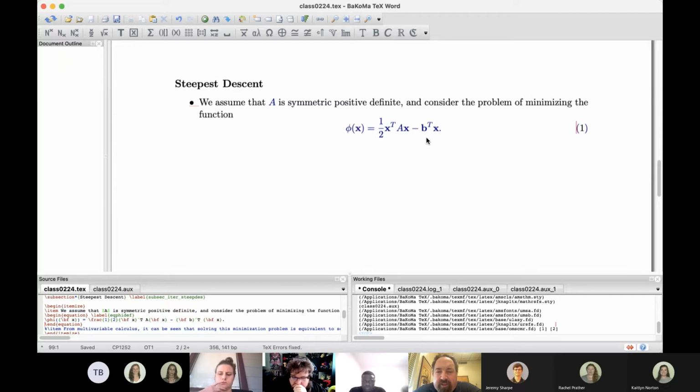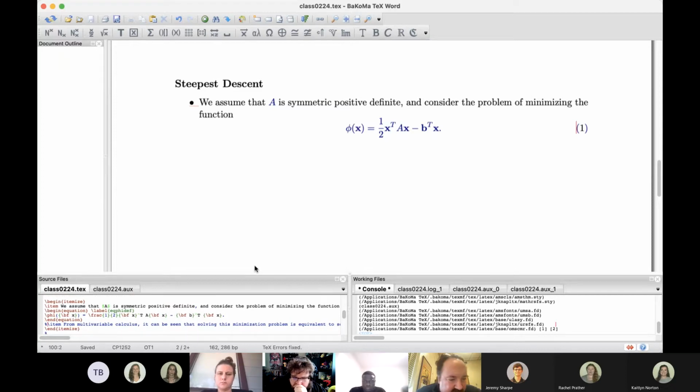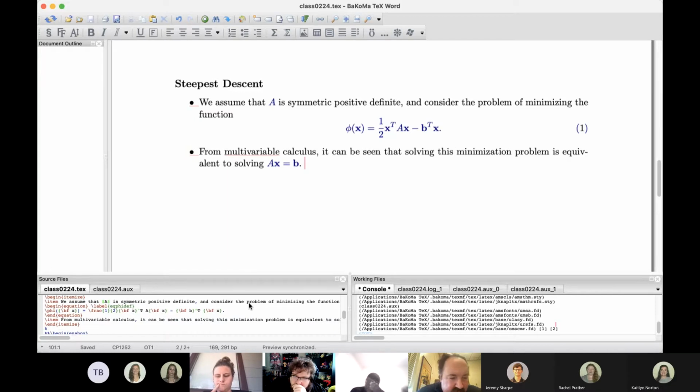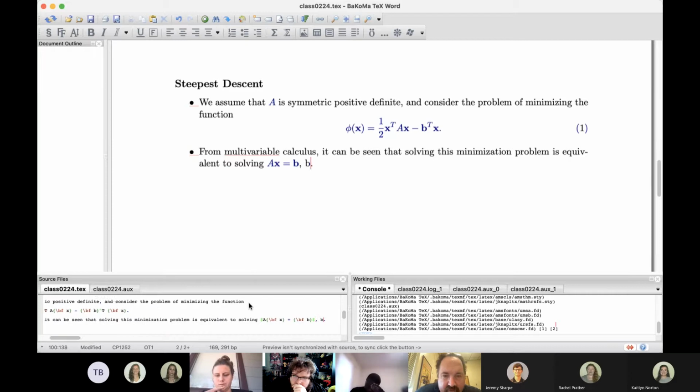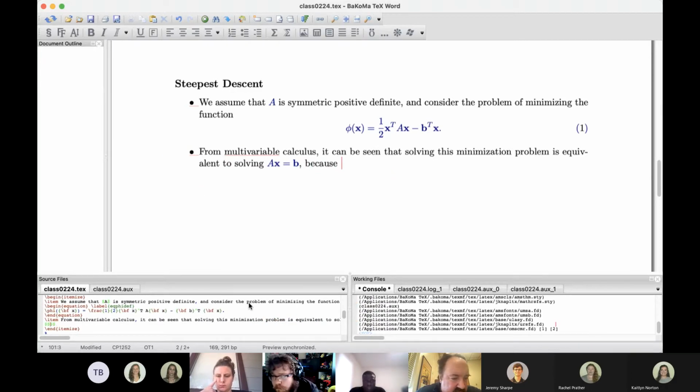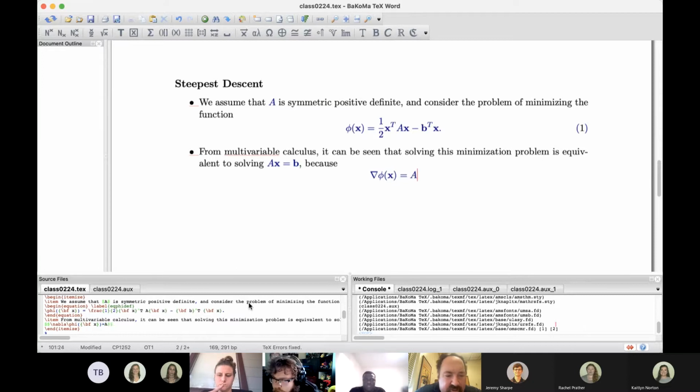Now, where would this function come from? Well, use your multivariable calculus. If you want to find a minimum of this function, you take the gradient. So the gradient of our function phi is equal to Ax minus b.